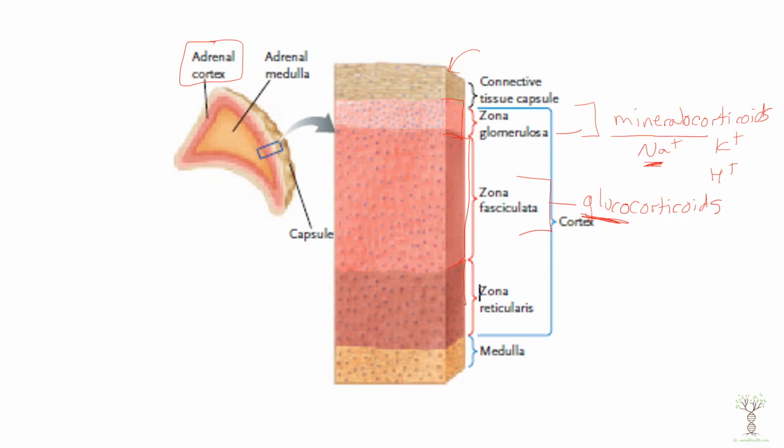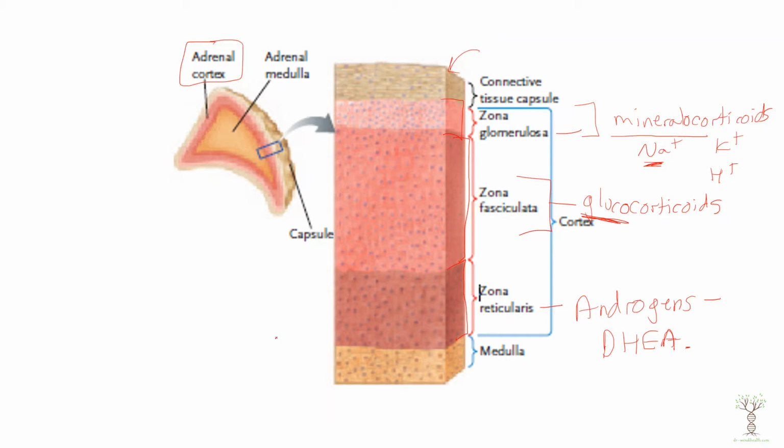And then our third layer here is called the zona reticularis, and this produces androgens. The main androgen here that we're going to focus on is called DHEA, or dehydroepiandrosterone, which is a precursor to testosterone, which is another androgen. And this is made in males and females, and we will look at that in a second.